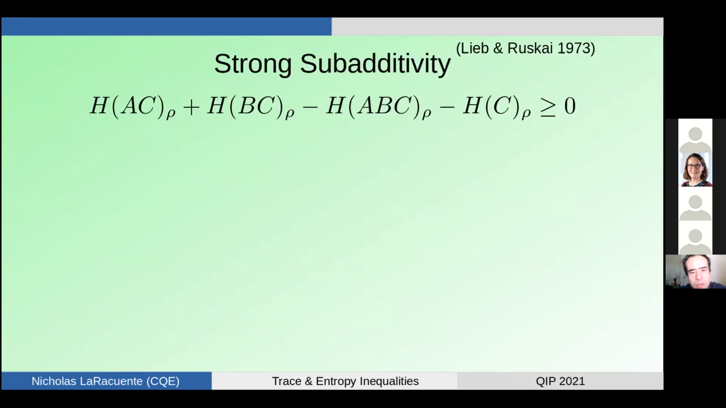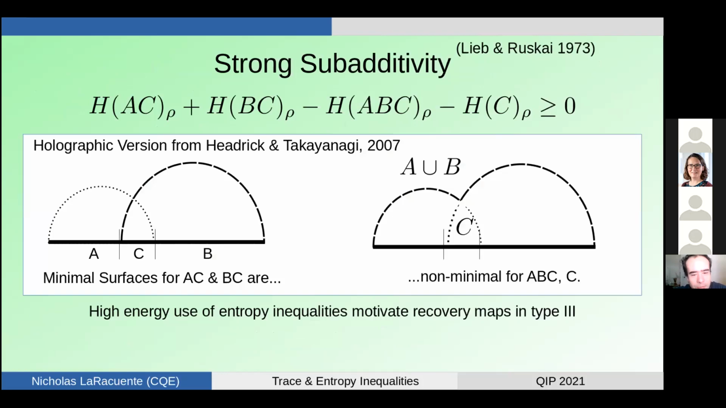Now, the quintessential inequality of quantum information is strong subadditivity. This was shown by Lieb and Ruskai in 1973, and this has a fairly familiar form. I will briefly recall that there's sort of a beautiful visualization of this that appears in holography. This is due to Headrick and Takayanagi. And this holographic version comes from a correspondence, or at least a proposed correspondence at the time, between the entropy of a boundary theory and the minimal surface areas in what's called a bulk theory.